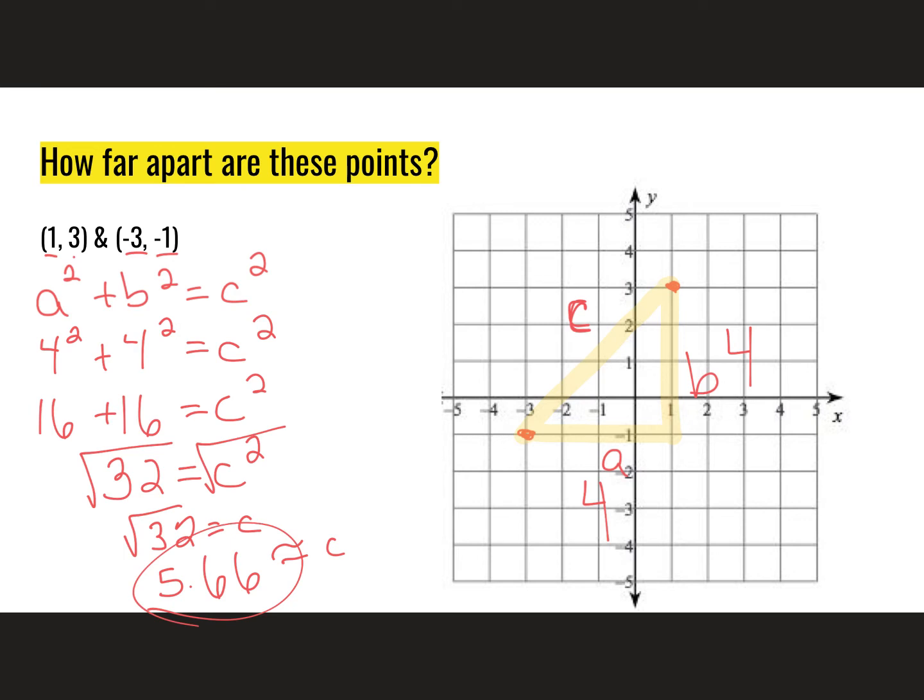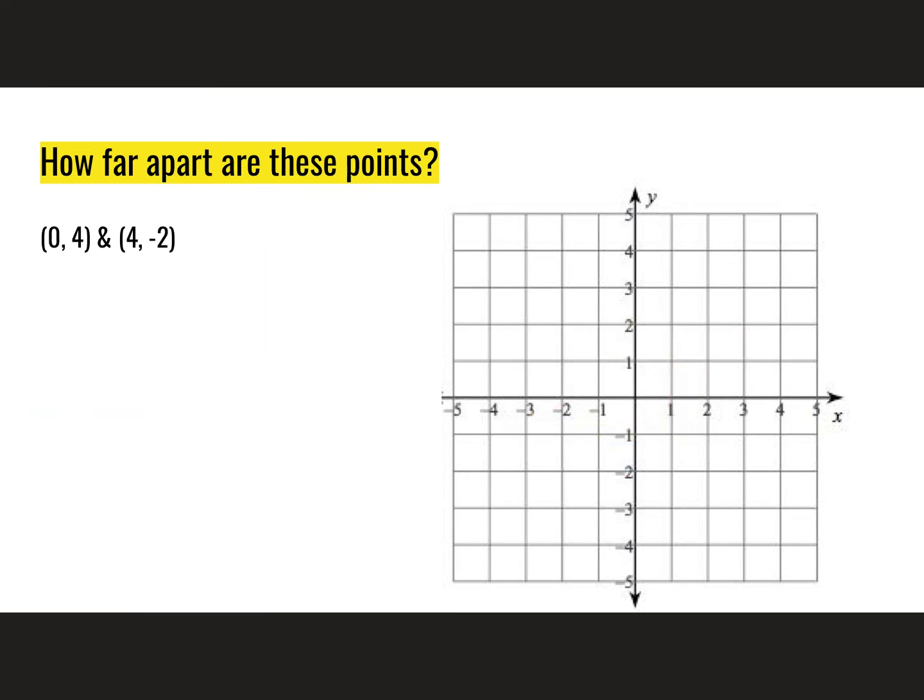So let's try that again. Here, I have the point (0, 4), which is right here. Remember, the most important part here is to make sure you get your placement right. And (4, -2). So again, we can make our right triangle. I go down until I get to the next arrow, over, and that's my right triangle.